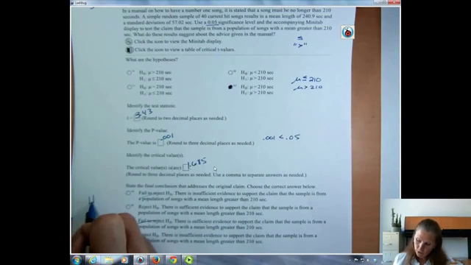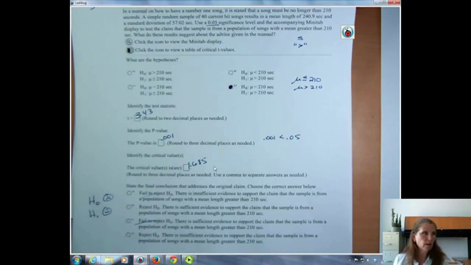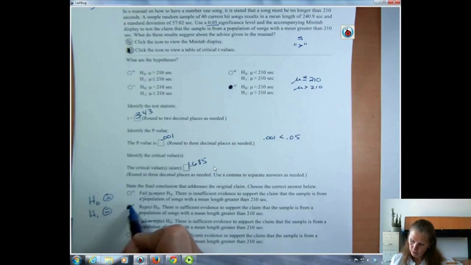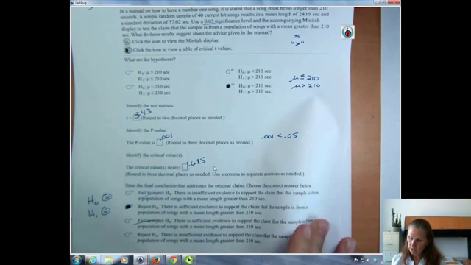So if you're having trouble picturing what that means, once you say reject, be a little sad about that, and that means you're going to be happy about the other one, right? So there is sufficient evidence to support the claim that the sample is from a population of songs with a mean length greater than 210. There is insufficient evidence. No, we like this one. Okay, and then what's the last part of this question?